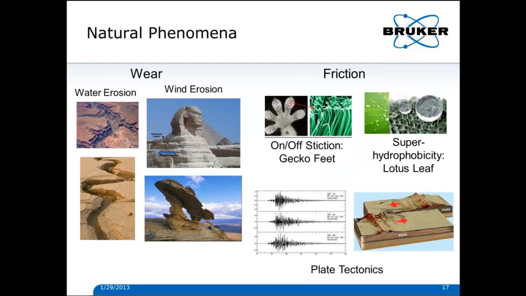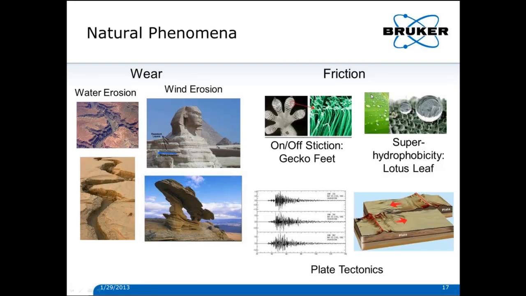Natural phenomena is a good example of the scale of wear and friction. We look at wear, we might have erosion by water, erosion by wind. You see in that left-hand image the Grand Canyon. Many of you have visited here. And on the Sphinx, you can see the lower portion is being systematically worn or selectively worn. The harder layers by the windblown sand are remaining, and the softer layers are being worn away. Of course, it's quite beautiful, as many things in nature.